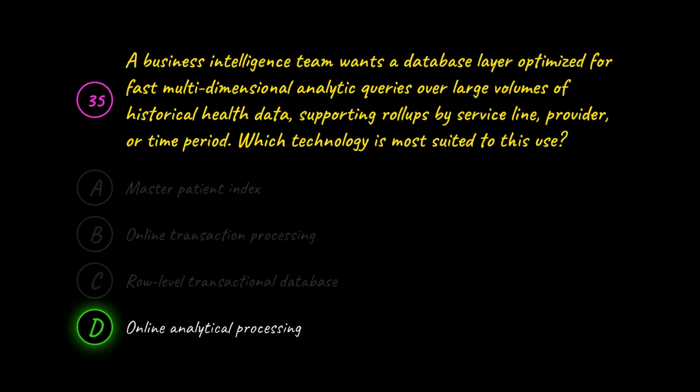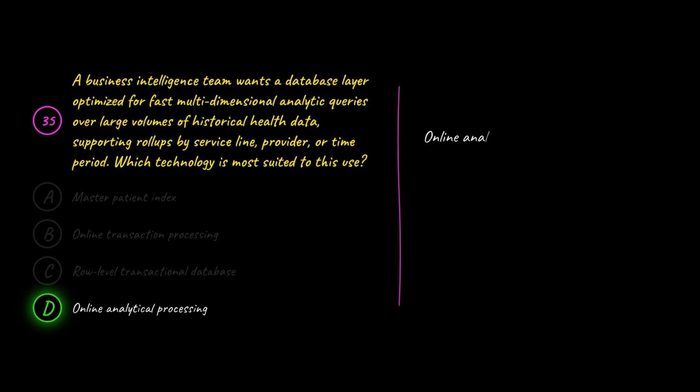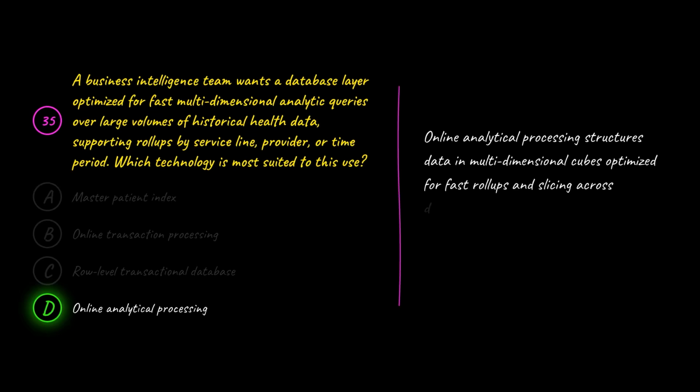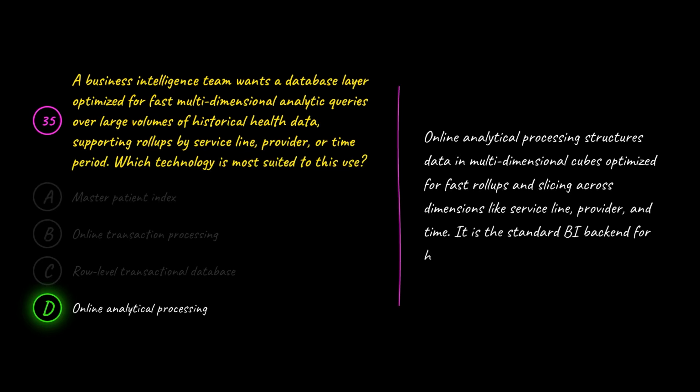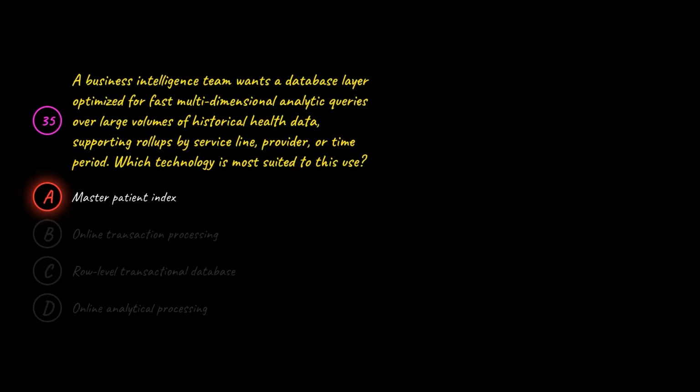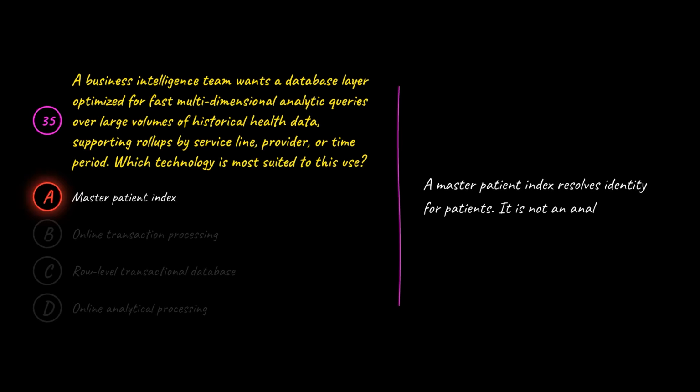The correct answer is D. Online Analytical Processing. D is correct because online analytical processing structures data in multi-dimensional cubes optimized for fast roll-ups and slicing across dimensions like service line, provider, and time. It is the standard BI backend for healthcare analytics. A is wrong because a master patient index resolves identity for patients. It is not an analytics engine.